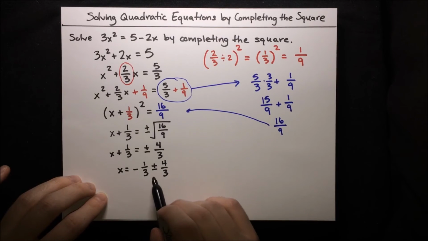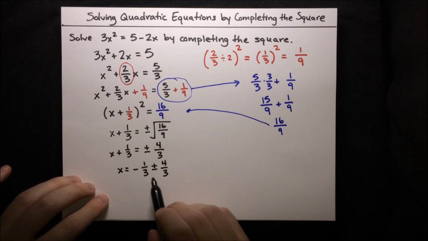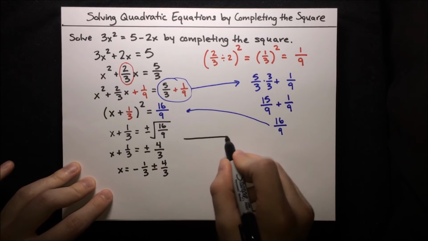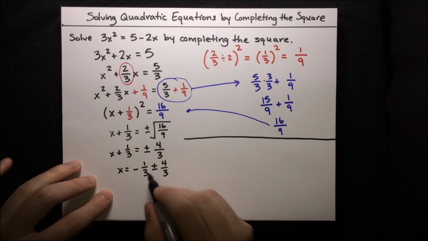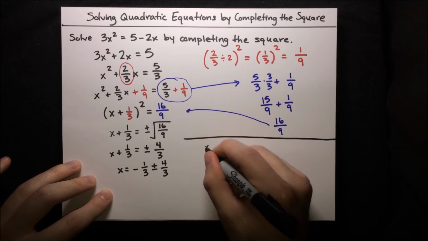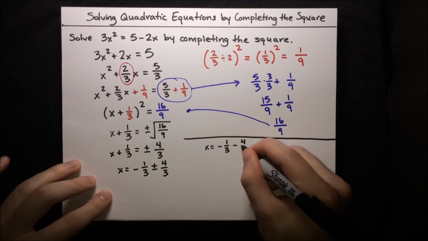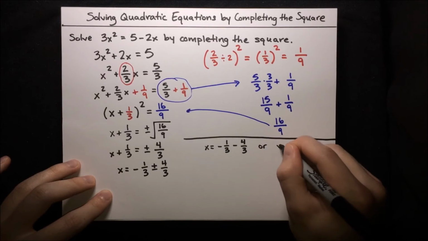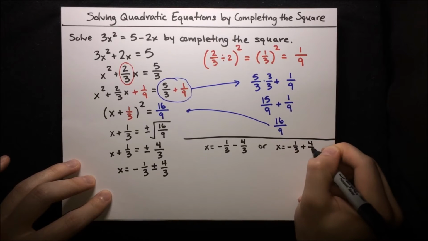And we could leave it like that, that's perfectly fine, but it'd be nice if we could simplify this a bit further. Because these fractions will combine nicely, we can find the actual two answers here in very simplified form. So let's break off a section here to do that. So one of the answers will be x equals negative 1/3 minus 4/3, and the other answer will be x equals negative 1/3 plus 4/3.